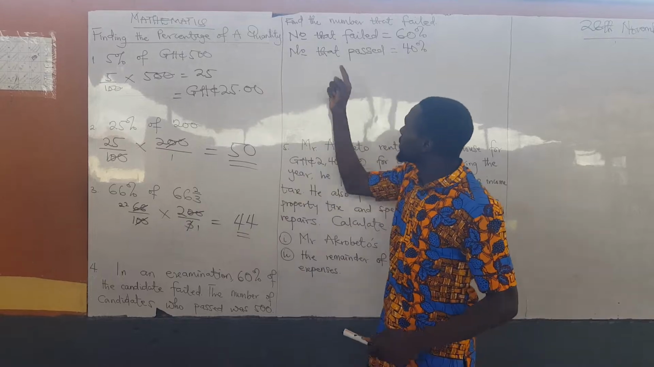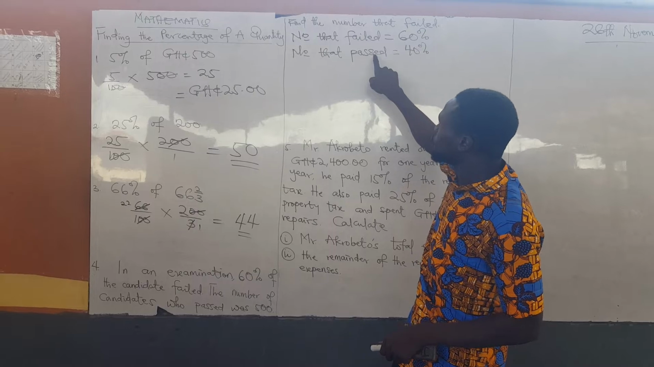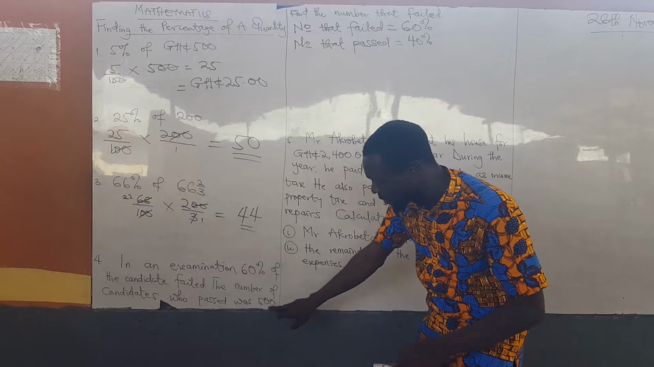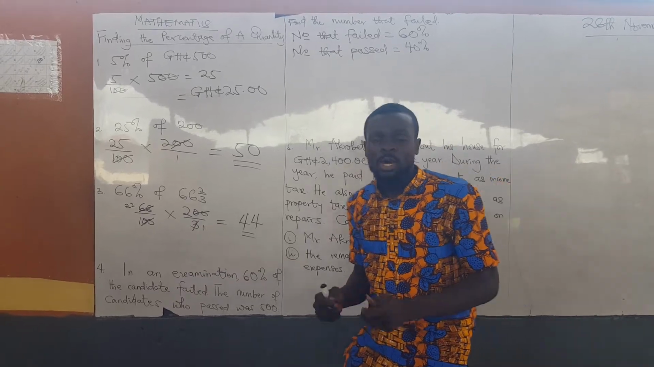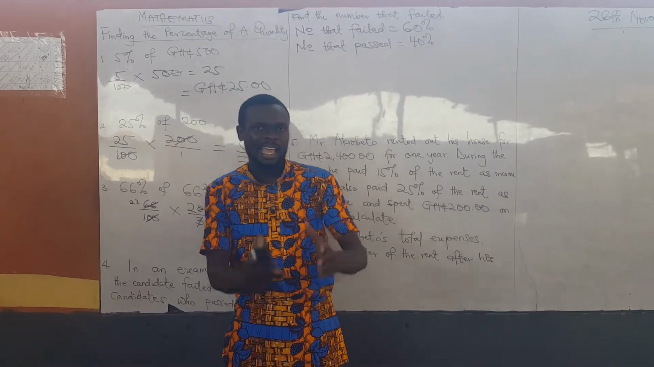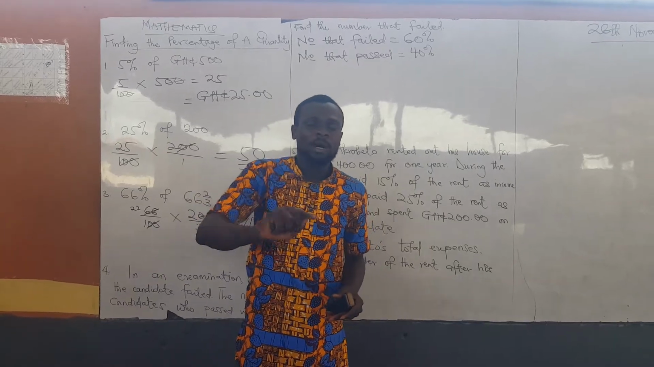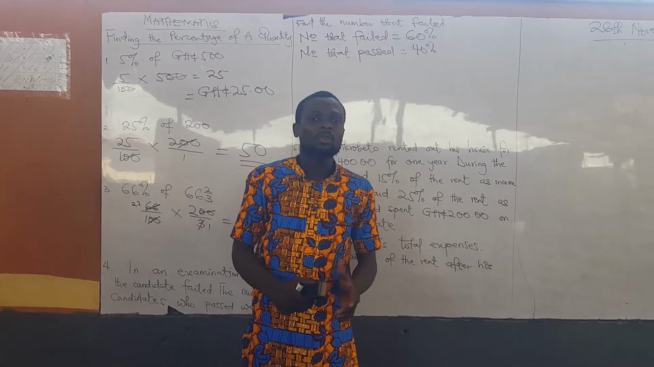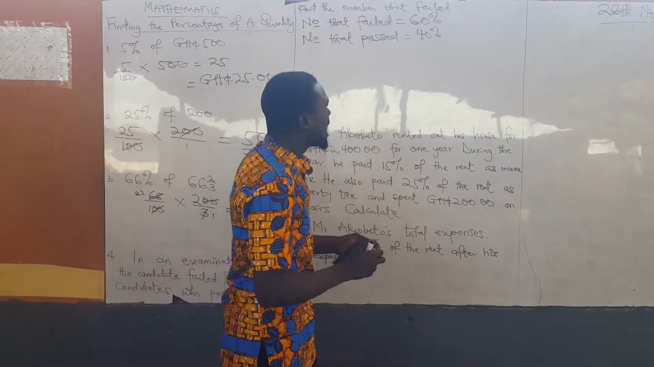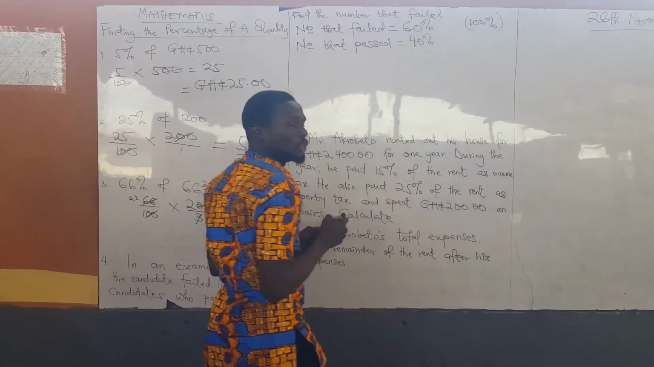From the question, we were given that 60% failed. In terms of percentage, those who passed are, sorry, 500 from the question. So if those who passed are 500 and 60% failed, for you to get the number of students that failed, we have to first find the total number of students in the class. And the total number of students is 100% in terms of percentage.